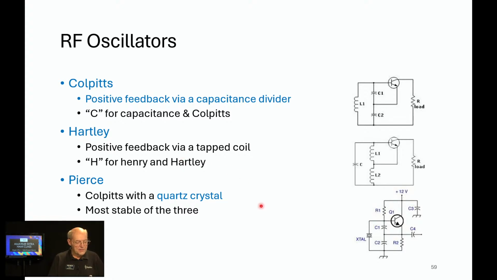In Pierce, this is a quartz crystal. We'll be talking a lot more about crystals in a bit. And here we've got a quartz crystal as the feedback mechanism in the oscillator. P for piezo, P for Pierce. Yep, exactly. It's the most stable of the 3. In fact, it's really stable. Back in the good old days when novices were first licensed, they were only allowed to use a transmitter with a crystal oscillator because that would keep the inexperienced novice licensees from transmitting out of band.